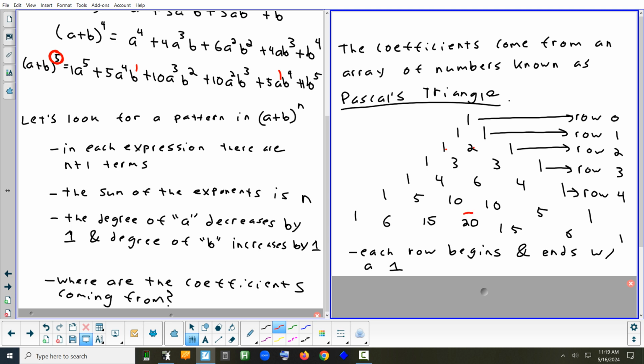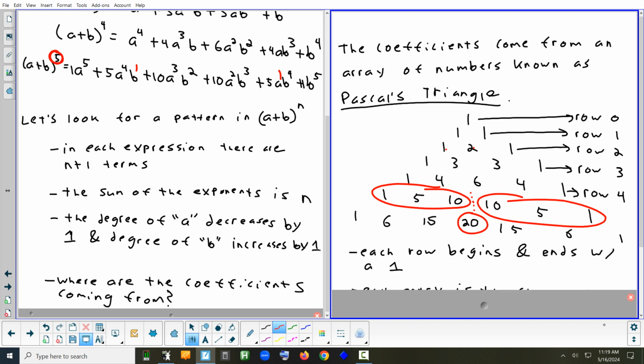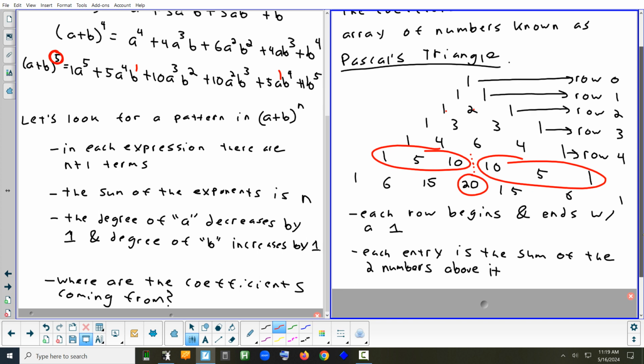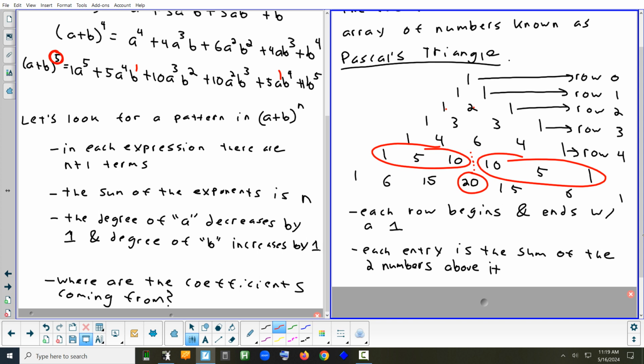Sometimes there's a number that's right in the middle, and then you have an even amount on each side. Sometimes there is no middle. The middle would be right there. 1, 5, 10, 10, 5, 1. So really, once you know the first half of a row in Pascal's triangle, you automatically know the last half. Just reverse the order. So each entry in the triangle is the sum of the 2 above it.